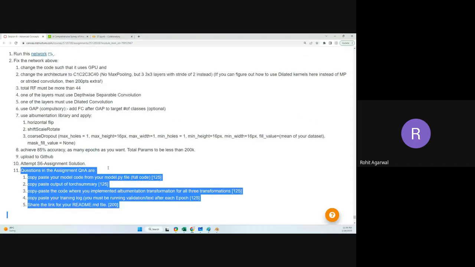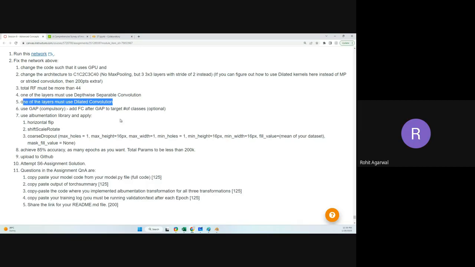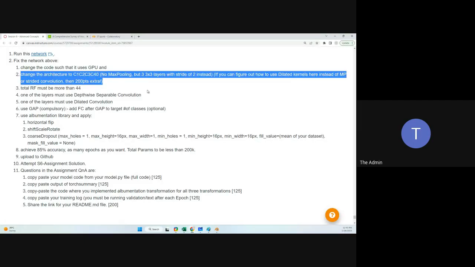Rohan, this point number 5 says one of the layers must use dilated convolution. Yes. Is it not the same as what you are asking for as a bonus question? If you can figure out how to use the dilated convolution. Correct. If you do this, you don't have to do this. Okay. Sorry, I didn't get that. So optional is compulsory? It looks to me. No, man. One second. What is this point on? Max pooling. Why are you confusing with this?